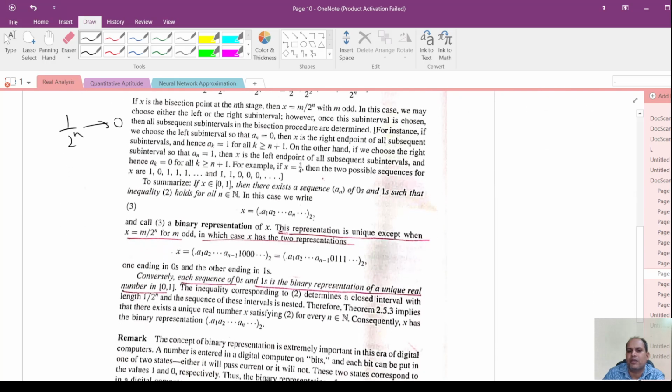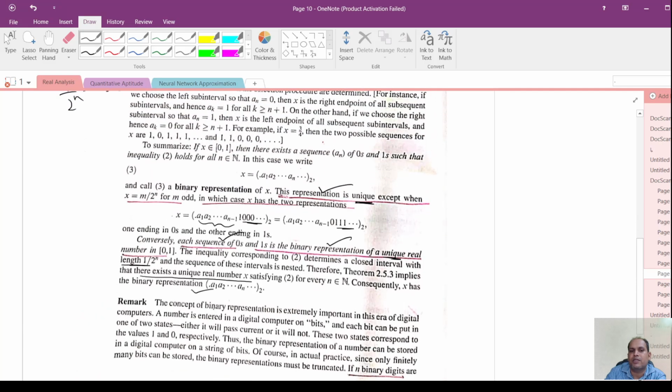So, that is what is written here: this representation is unique except when the intervals share a common point. But in that case, after some finite digits, if you are writing in binary form, then the digits will either all end in zeros, or all end in 1. So, each sequence of zeros and 1s is the binary representation of a unique real number. Why? Because its length is 1 by 2 to the power n, and as per the nested interval theorem, there exists a unique real number which is common to each such interval, and this is our binary representation.